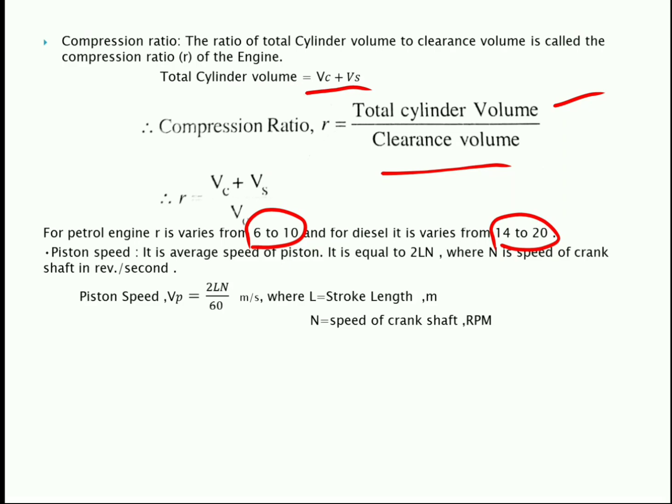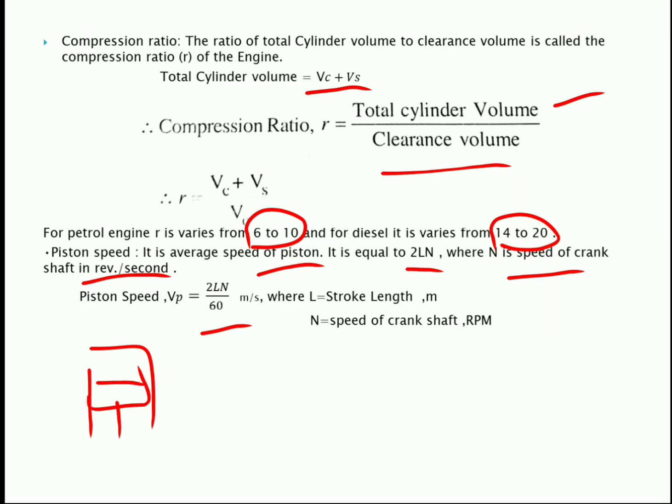Last term is the piston speed. It is the average speed of the piston and it is equal to 2LN, where N is the speed of the crank in revolutions per second. So piston speed can be considered as 2 times the stroke length into the speed of the crank upon 60, in meters per second. Now in order to understand this, let us consider the piston and the cylinder mechanism.